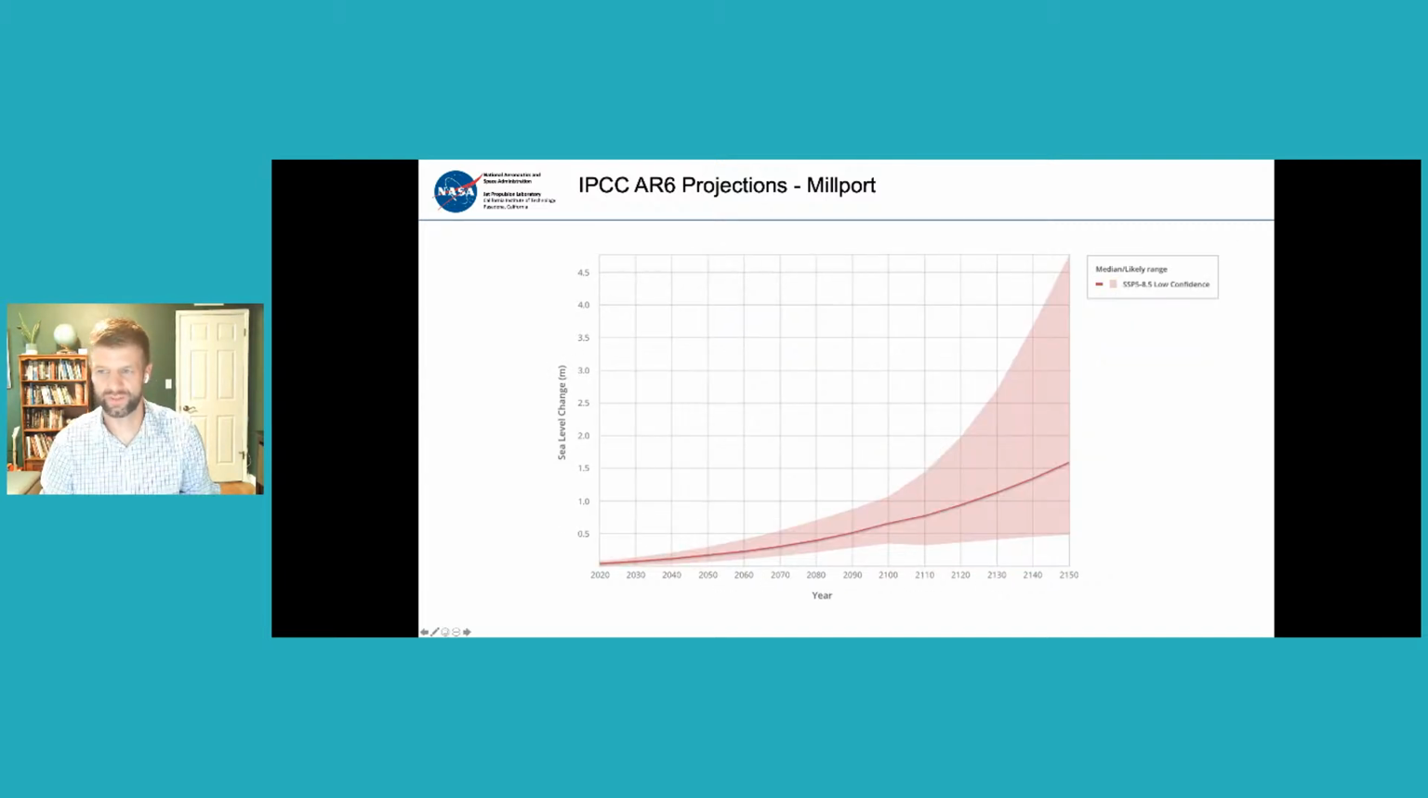One note here, the very high-end scenario from the IPCC was also assessed and included in this tool. So if we look at these really low confidence, this is kind of your worst case, you can see that sea level change in Millport could be anywhere from, say, half a meter on up to 4 more meters based on this likely range. So again, this is the worst case. I'm certainly not saying this is the one to plan for, but this is one of the ones assessed in the AR6.